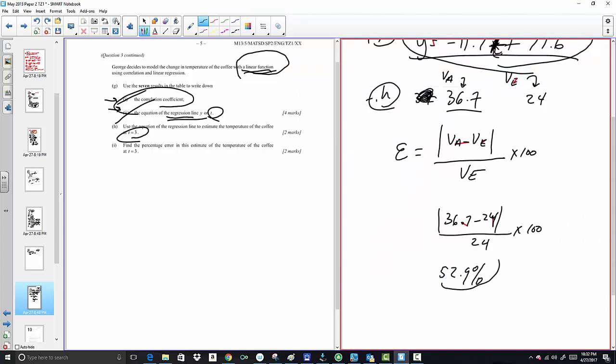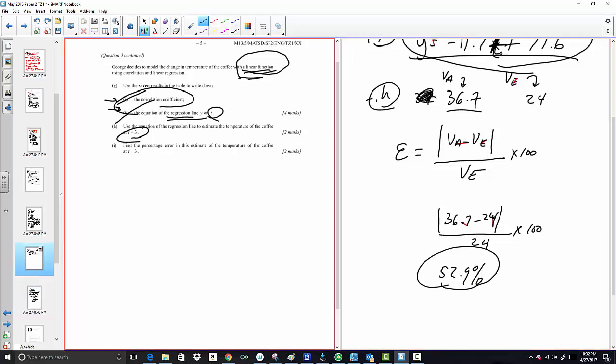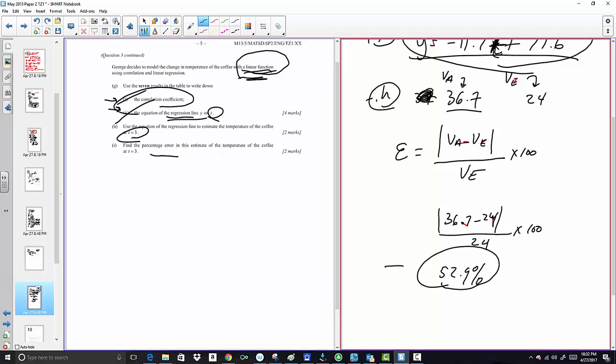This doesn't shock me really, because this is a terrible idea to use a linear regression for this, because it's not a linear function, right? You can't model this with a linear function because it is actually an exponential function. So this is a huge percent error, and that was expected because this is an awful idea.